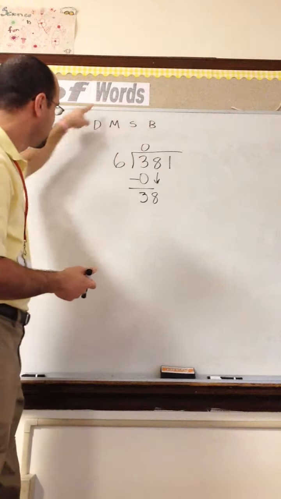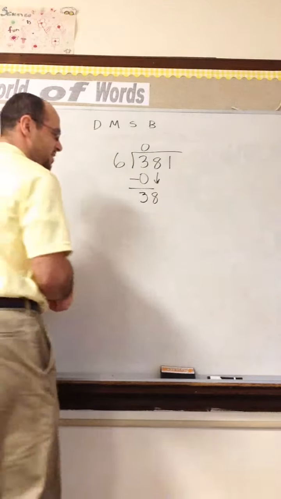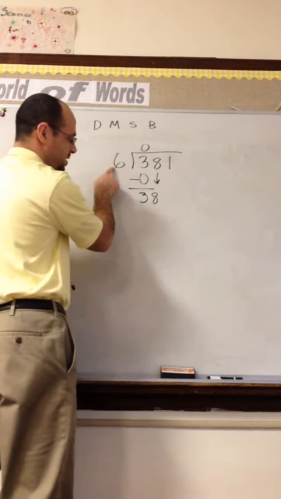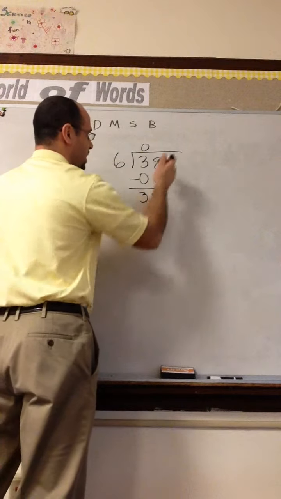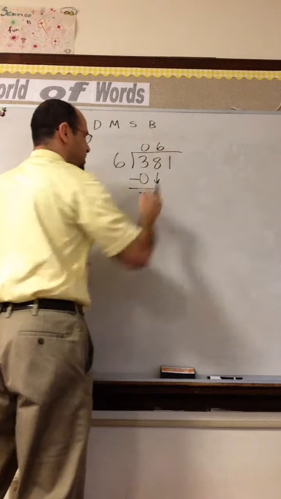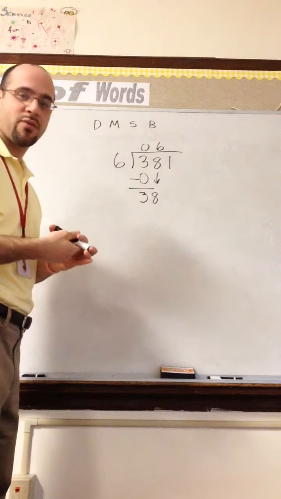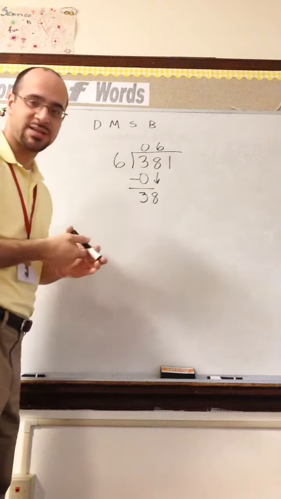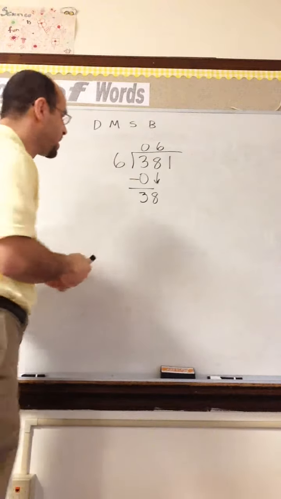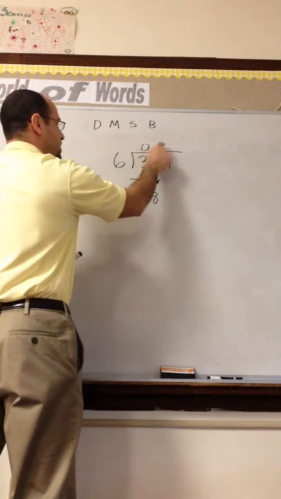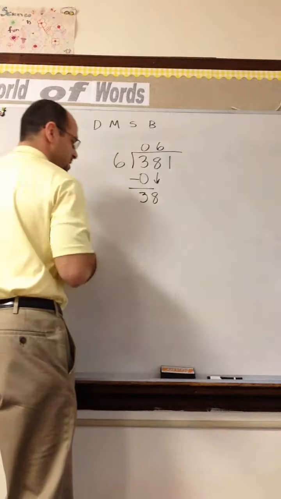So I've brought down my 8. That means I have to go right back to division. So I'm going to ask myself, how many times does 6 go into 38? And the answer is 6 times. I want to make sure I can go all the way as close to 38 as possible without passing it. So now I go to multiply. 6 times 6 is 36.